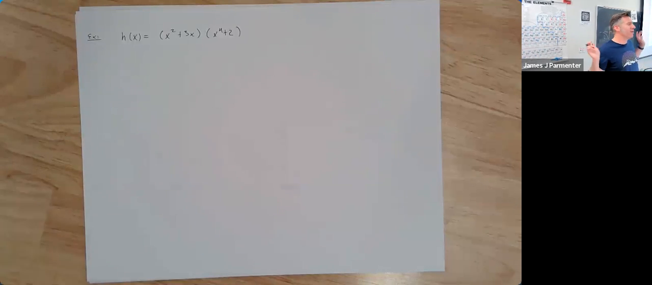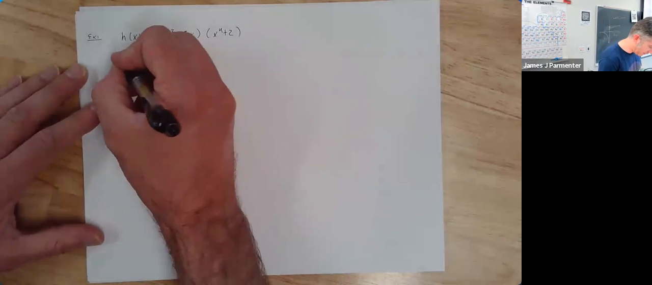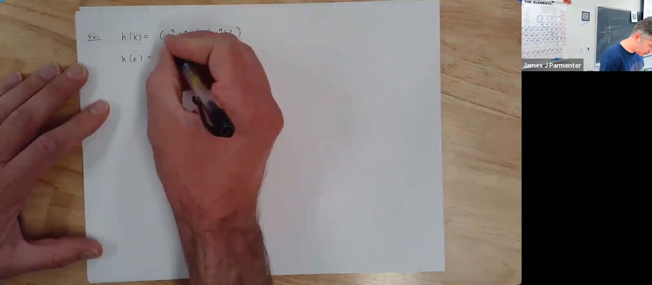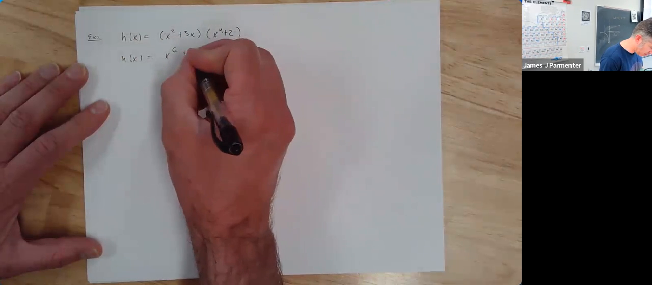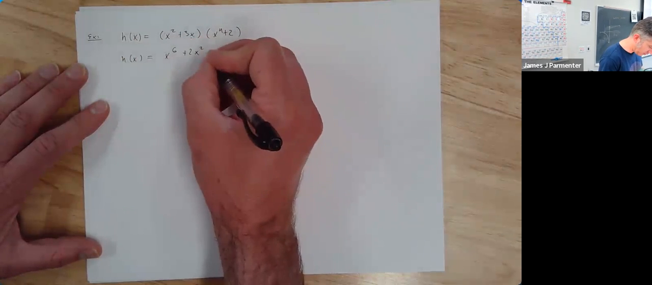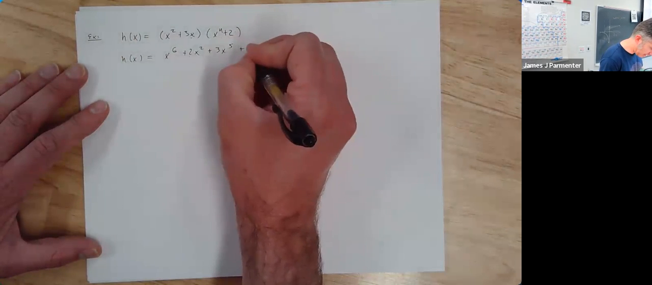Anyway, regardless, you shouldn't use the product rule here, even if you wanted to, right? This is a problem that is super easy to multiply out, so we should multiply that. Sometimes you have to use the product rule, but not here. So if we just simplify this, x squared times x to the 4th is x to the 6th. X squared times 2 is 2x squared. 3x times x to the 4th is 3x to the 5th. And 3x times 2 is 6x.